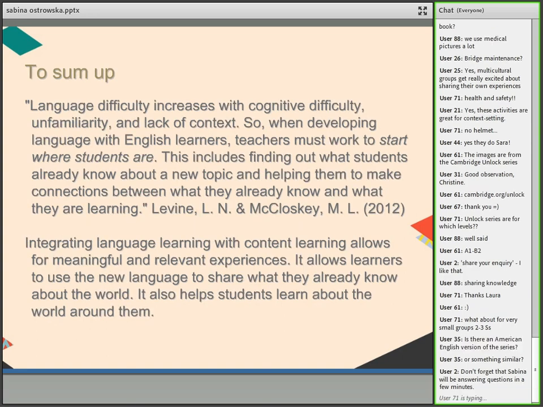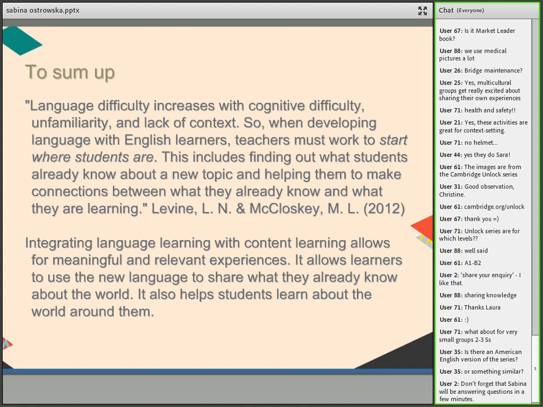And I've taken this quotation, I really enjoy it. It's from a book for teachers in America who teach students in mainstream classrooms who are not native speakers. But I think it's quite appropriate. It says here, language difficulty increases with cognitive difficulty, unfamiliarity, and lack of context. So building onto students' world knowledge helps decrease these problems, right?